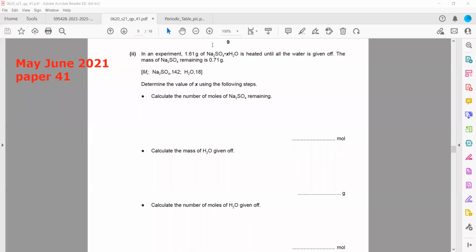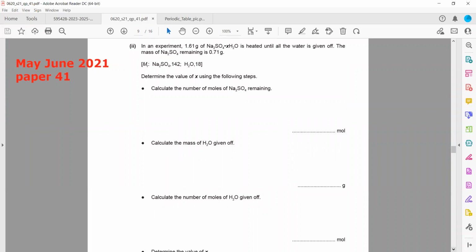So this question is related to the topic of moles, and using the mole ratio, we have to determine the value of how many water crystallizations are there, or how many water molecules are attached to sodium sulfate. So in an experiment, 1.61 grams of hydrated sodium sulfate is heated until the water is given off.